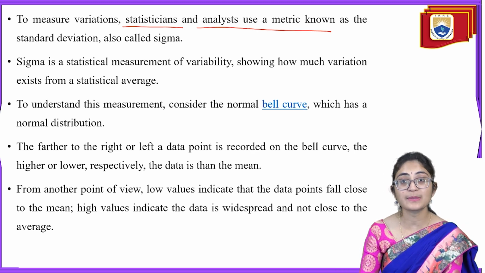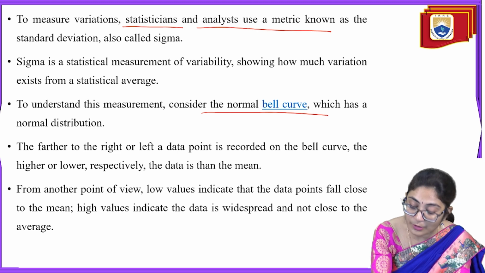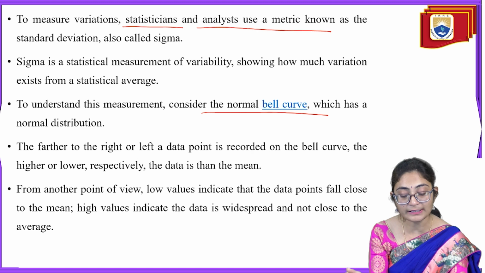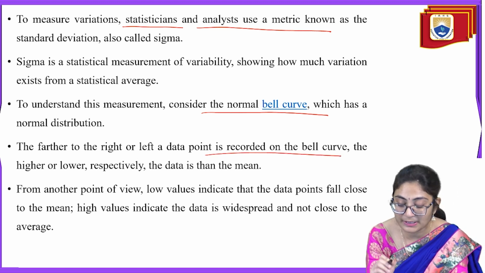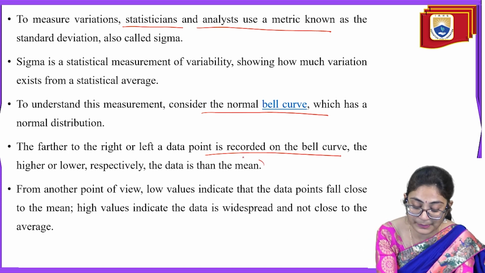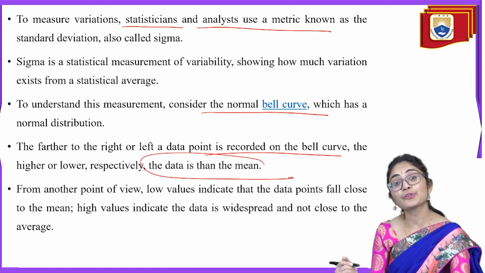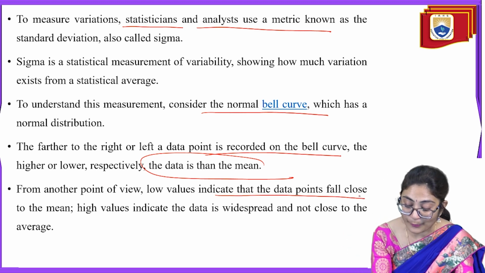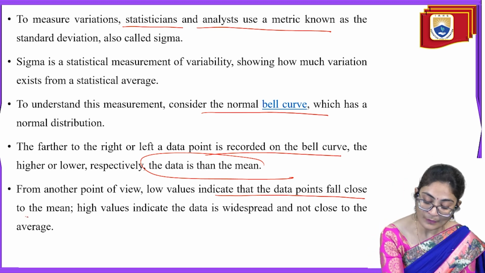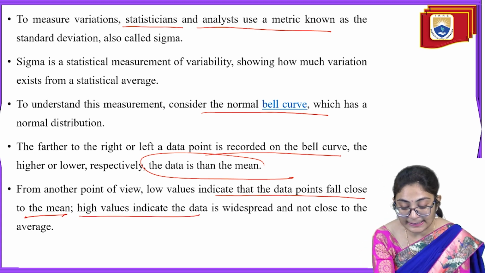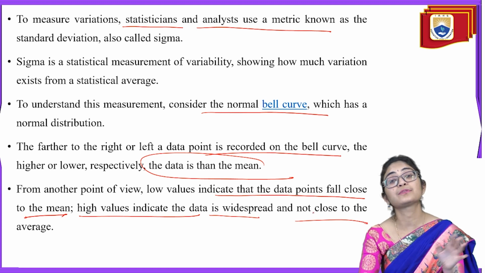And to understand this measurement curve, you have to consider the normal bell curve, which is a normal distribution. The farther to the right or left a data point is recorded on the bell curve, the higher or lower respectively the data is than the mean. From another point of view, low values indicate the data points fall close to the mean, and high values indicate that the data is widespread and not close to the average.